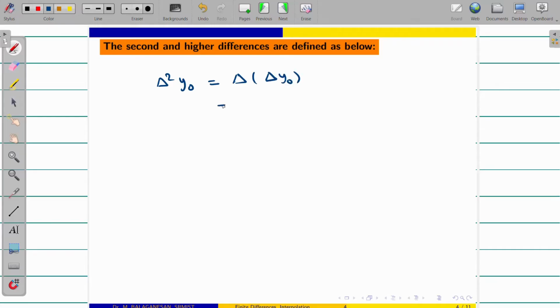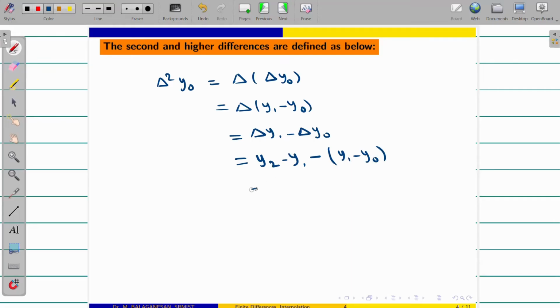So simple. Delta y0, you know very well, is y1 minus y0. Then apply delta to this. It will be delta y1 minus delta y0. Now apply the concept: delta y1 will be next value minus that value. Am I right? Forward difference. So y2 minus y1, minus of delta y0, which is next value minus that value, y1 minus y0. This is equivalent to y2, and there will be minus 2y1. If you multiply by minus, it will be plus y0. That's it. This is the way to find the second difference.